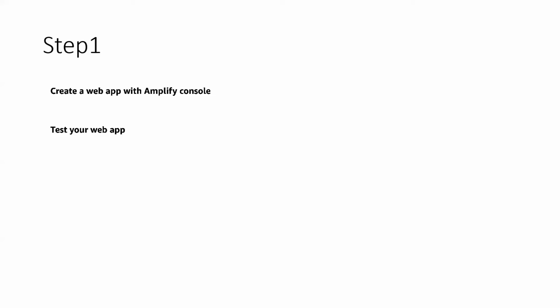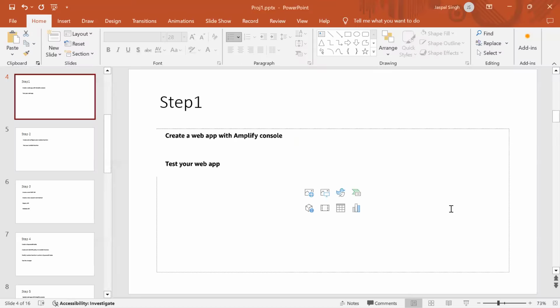So the very first step is to create a static website using static resources. We will be hosting our website using AWS Amplify. So we will create a web app with the Amplify console. So let's move on to the console and we will test our application also.